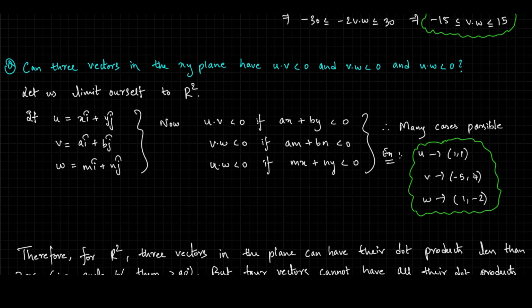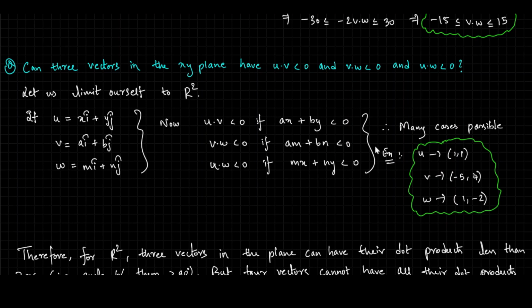That is the logic. So for example, consider u vector to be xi cap plus yj cap, v vector to be ai cap plus bj cap, and w vector to be mi cap plus nj cap. Now the dot product of u and v is less than 0 if ax plus by is less than 0. The dot product of v and w is less than 0 if am plus bn is less than 0, and the dot product of u and w is less than 0 if mx plus ny is less than 0.